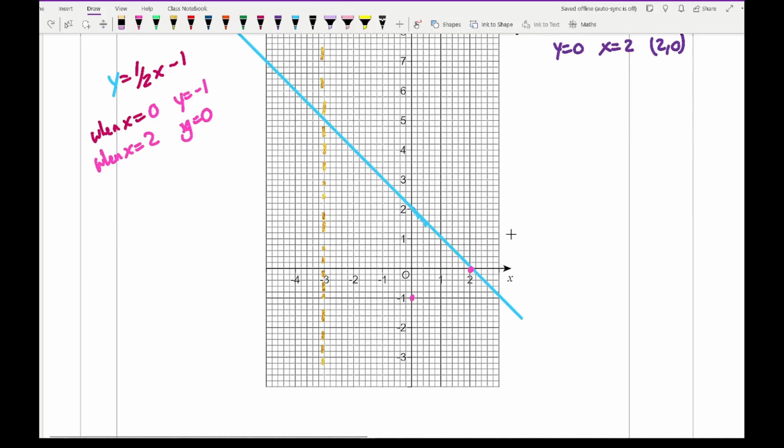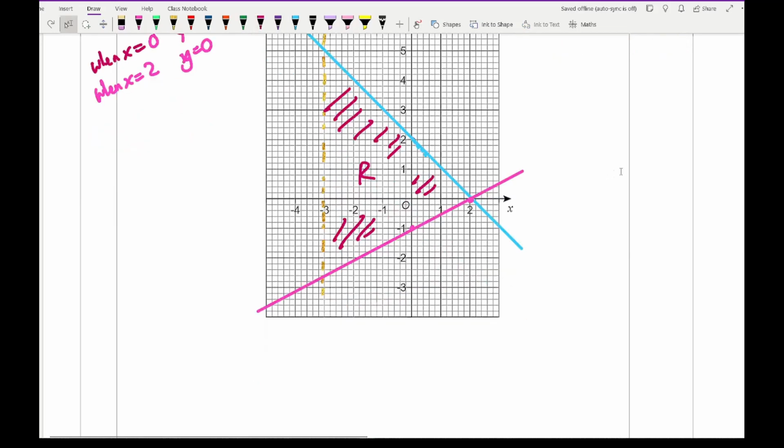So let me just start by doing that. And we should end up with something that looks like this. Now the region R is usually the bit that's enclosed, so this is my region R, and if you wanted to shade it, then that's fine. And there is our final answer.